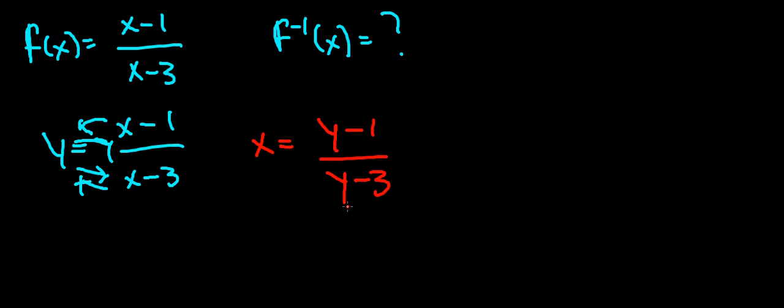And this is a part where it might get tricky for a lot of people, because we have a y dividing another y. So sometimes it might not be apparently obvious how to isolate the y's. What we need to do is multiply this over to the other side, multiply it out, and then get all of the y's on one side. So let me show you what I mean. Our first step is to multiply this, so x times y minus 3 is equal to y minus 1.